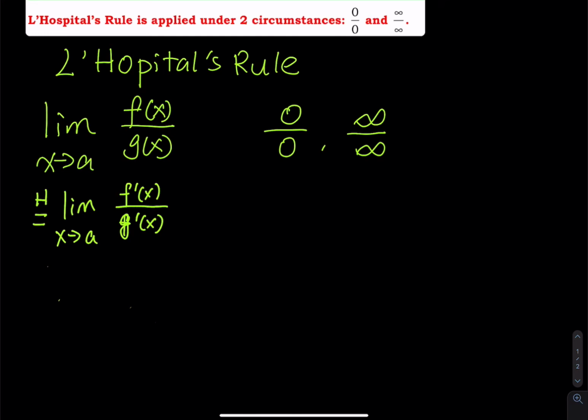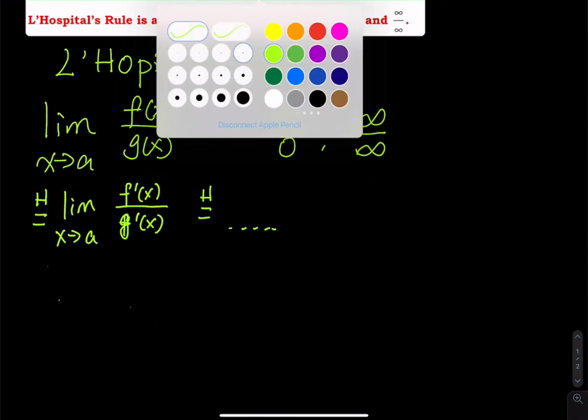And then what's next? After the derivative is done, you plug in a to see if you still have infinity over infinity or 0 over 0. If you do, you do L'Hopital's rule again. You keep doing this until you get out of 0 over 0 or infinity over infinity. That is L'Hopital's rule. All right.